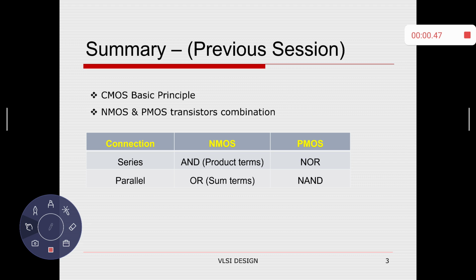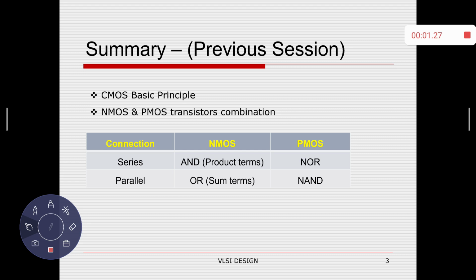In the previous session, we discussed the basic principle of the CMOS transistor and the effect of NMOS and PMOS transistors when connected in series and parallel. When NMOS transistors are connected in series, they act as an AND function, and when connected in parallel, they act as an OR function. Likewise, PMOS transistors connected in series act as an OR function, and when connected in parallel, they produce a NAND function.